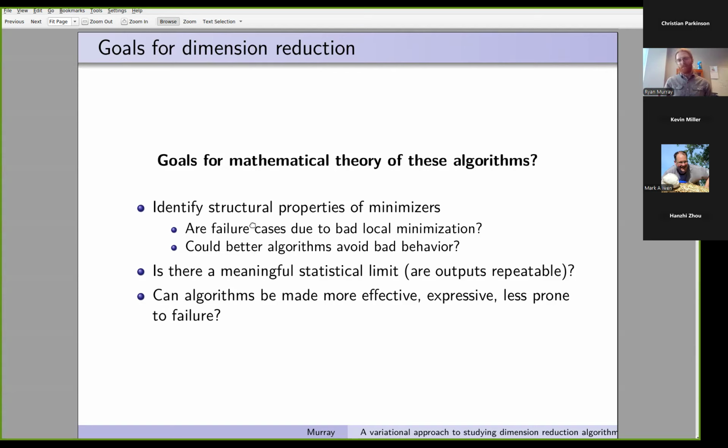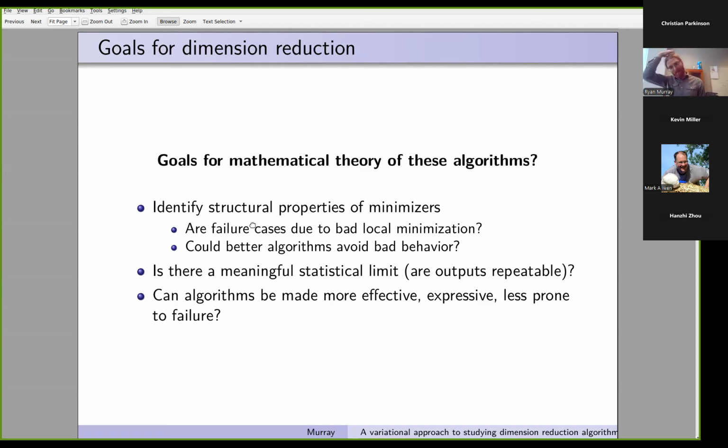Is this due to bad local minimization? Is this due to some failure of our optimization routine to rule out certain types of bad behavior? Or is this really intrinsic to the algorithm? Why are we seeing this? And can we understand it using necessary conditions associated with these problems? And accordingly, if we had better algorithms, could we try to avoid some of this behavior?